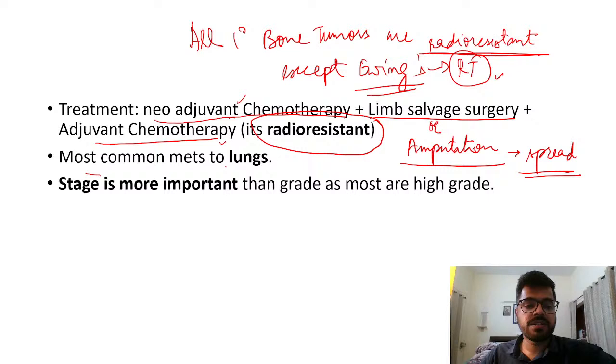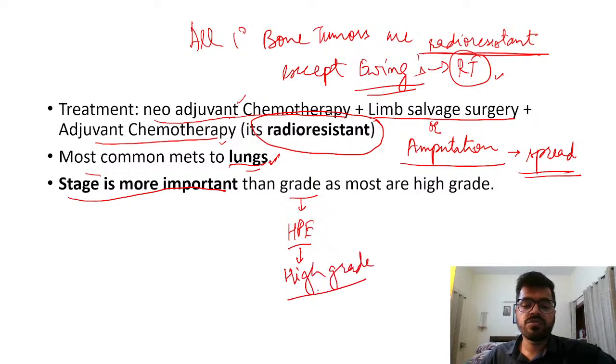Most common metastasis is to lungs. Osteosarcoma most commonly metastasizes to lungs, and stage is more important than grade. Grade is histopathology grade. Since it is a malignant tumor, all osteosarcomas will be high grade. So grade is of no use to us.